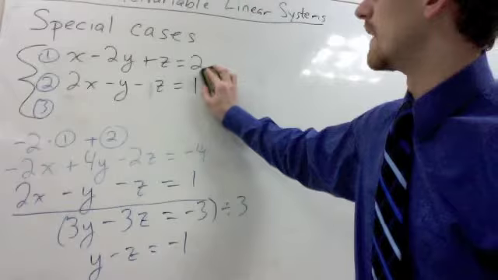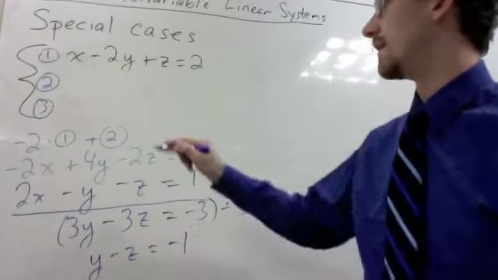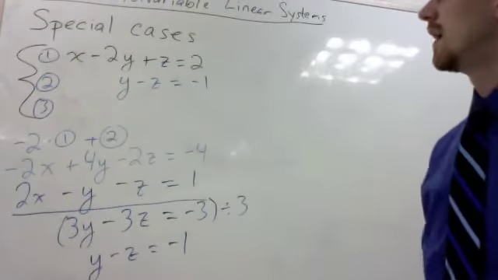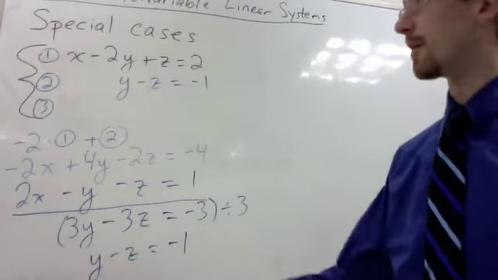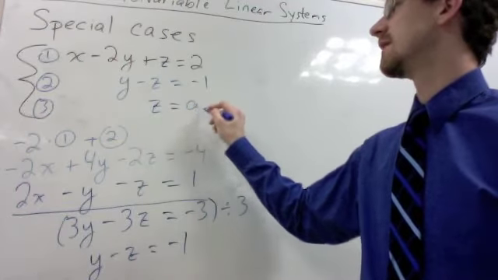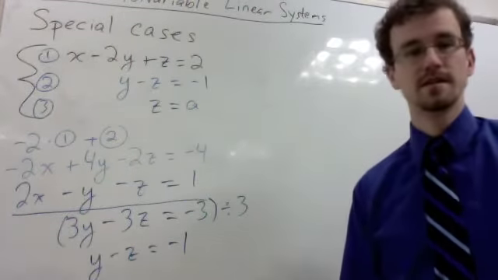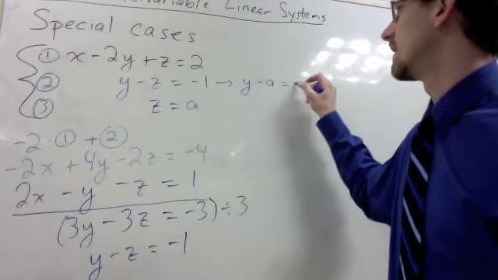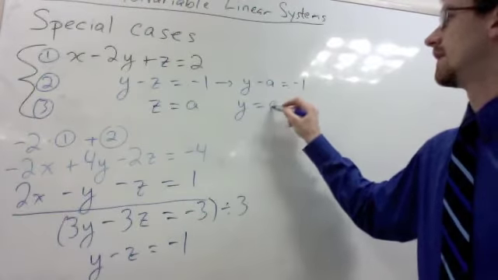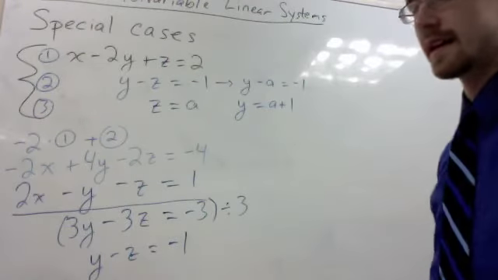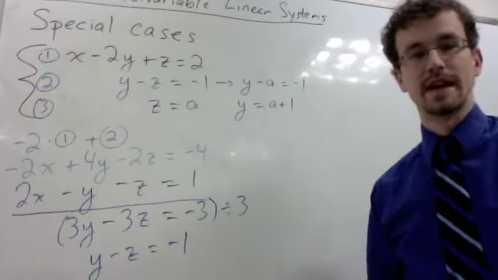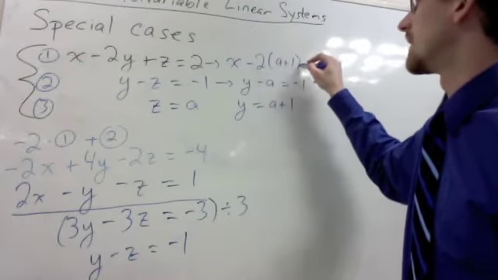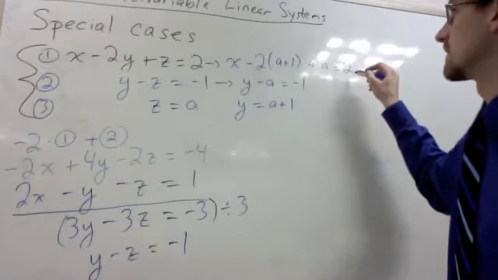And we can replace equation 2 with y minus z equals negative 1. We don't have a third equation, so we can plug in our own third equation and say z equals a, which is what we use when we do not have a single solution. Then, if z equals a, we have y minus a equals negative 1, so y equals a plus 1, and then we can plug that in to our first equation to get x in terms of a. X minus 2 times a plus 1 plus a equals 2.